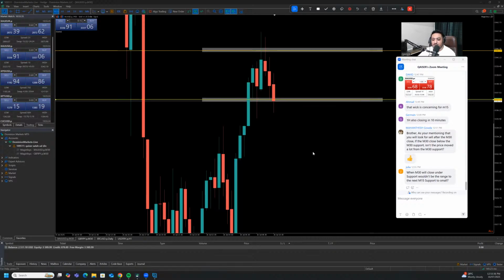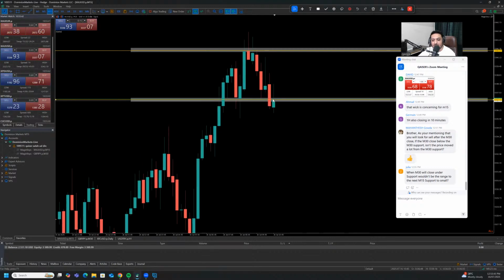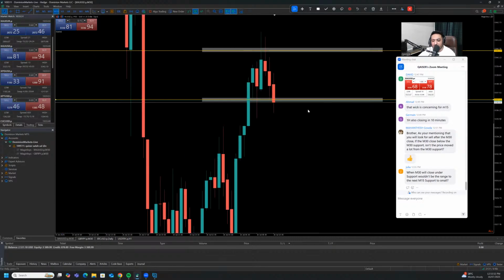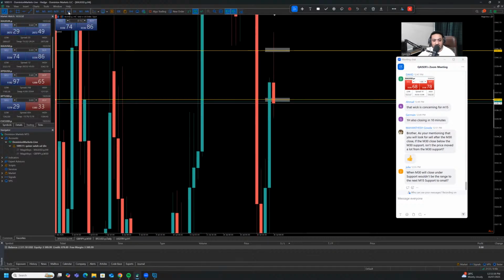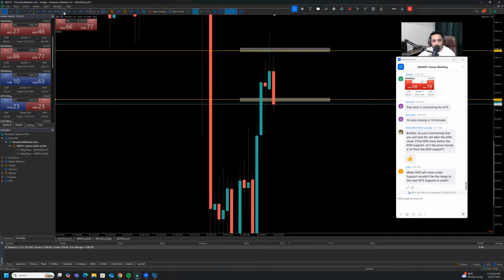When M30 closes under support, wouldn't the range to the next M15 support be too small? We'll see. I'm just waiting for this 30-minute candle to close. There are 5 minutes left. If it closes below the support area, then looking at the chart, the H4 candle is in a bearish form, and the H1 candle broke the support area, like it created a support, created a resistance, and now it has broken the support and is going to close below it.